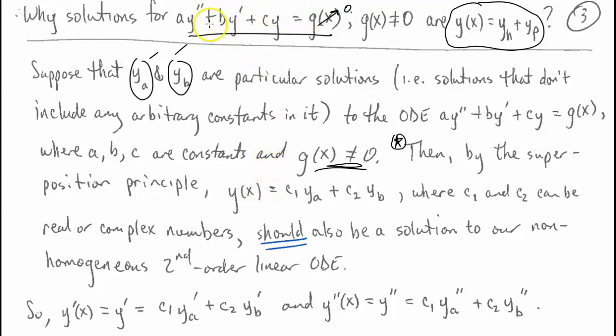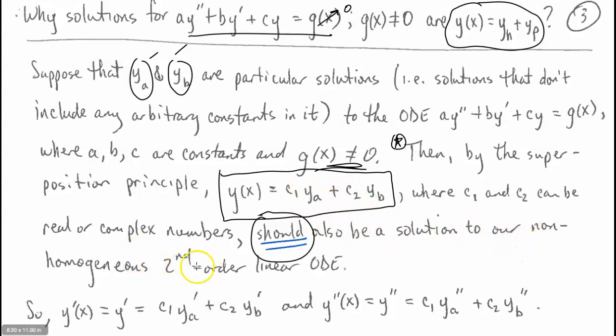In other words, when we had second order linear homogeneous equations, we're going to assume by the superposition principle that I can take my two particular solutions here and do linear combinations of them, and I should, and I've underlined "should" here, because we know it's not going to end up being that, but we're acting as if we don't know that. But this result should also be a solution to our non-homogeneous second order linear ODE. Okay, so we make these assumptions.